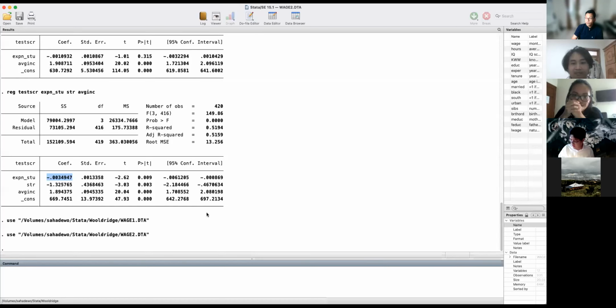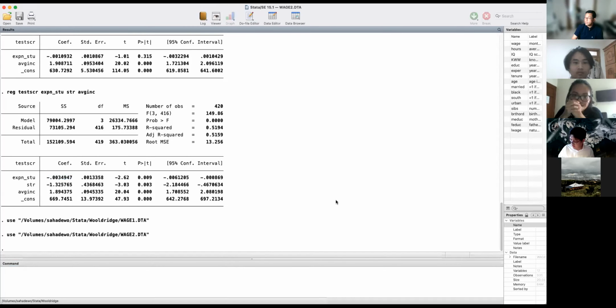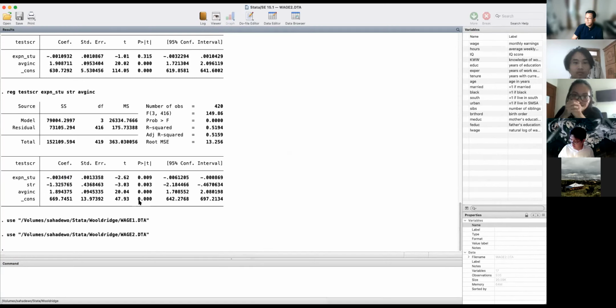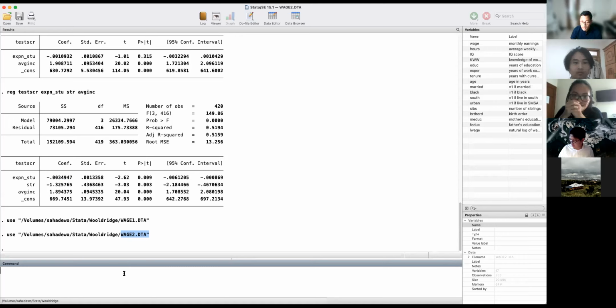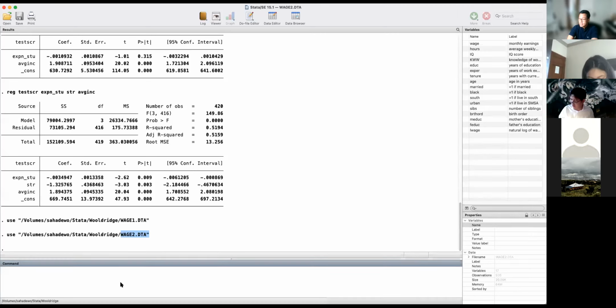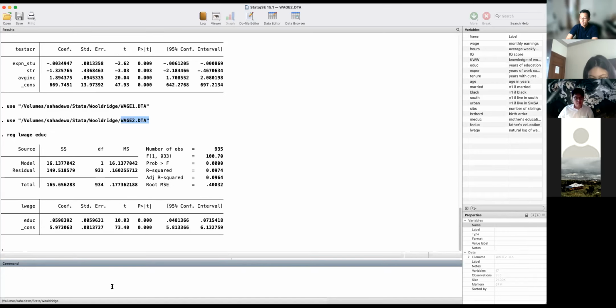And so for this exercise, I'm going to do a regression using the wage data. This is available in the Wooldridge data set, so you just have to download it and then use it for the exercise. Okay, so what I'm going to do is regress log wage on education, and I'm going to hit run. Can anyone provide an interpretation of the estimated coefficient?